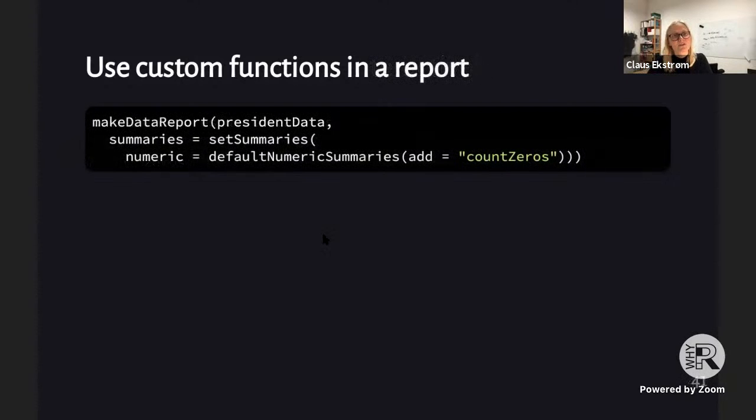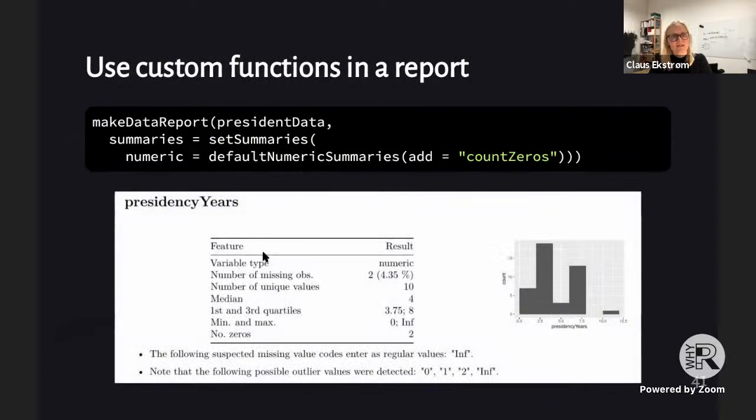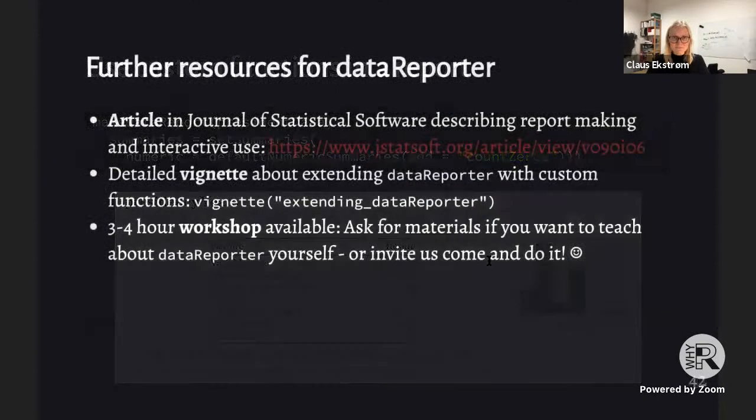And you can also use it in the report by setting summaries. There's a bit of syntax here to learn, but it's not that tricky if you have a look at it. You can just add this count zeros function to the summaries for numerics, and then you would see something like this, where you see down here that it has now also counted the number of zeros and just added that into the structure that's already there. So I think it's quite easy to start working also with adding your own functionality.